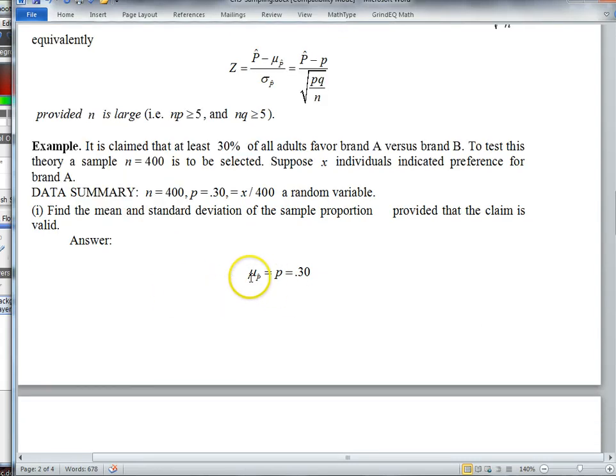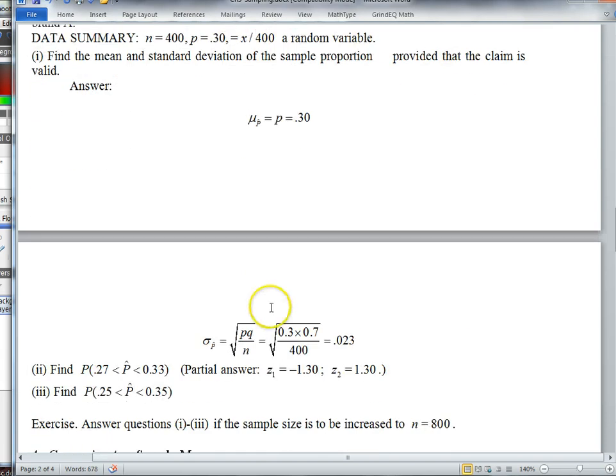So that means the mean of p hat is going to be p, or 0.3. The standard deviation of p hat is going to be the square root of pq over n, or the square root of 0.3 times 0.7 over 400, or 0.023. Okay.